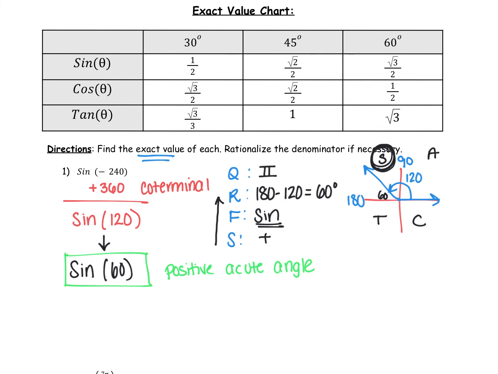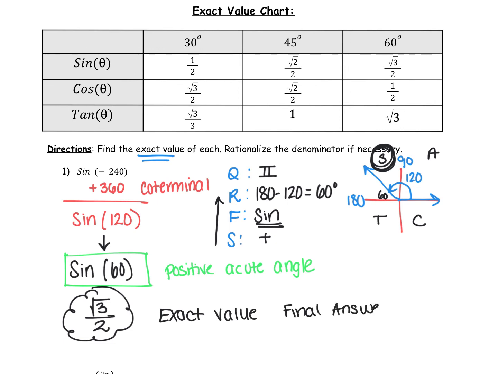So this is where we look at our exact value chart. So sine of 60 degrees is simply rad 3 over 2. So this is my final answer. This is my exact value. So make sure you write that distinction in your notebooks, because on the test we could say find a positive acute angle or find the exact value, and you're going to have to know when to stop here or keep going. All right, let's try one more problem.